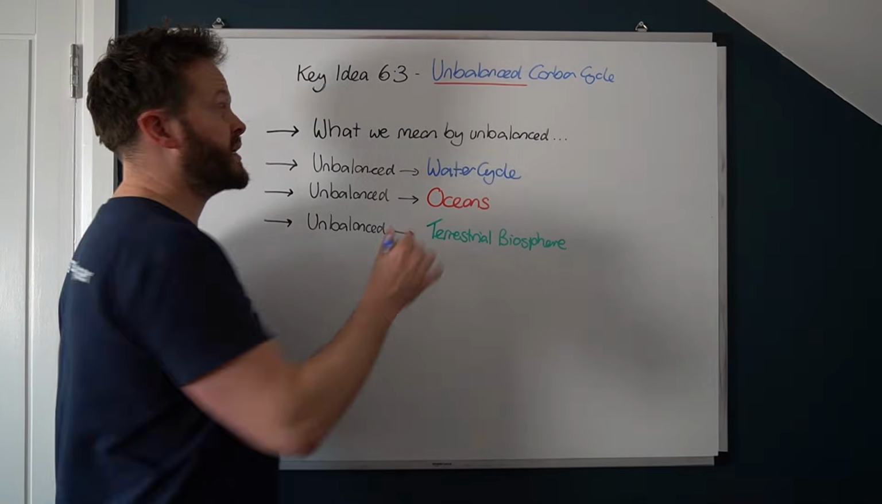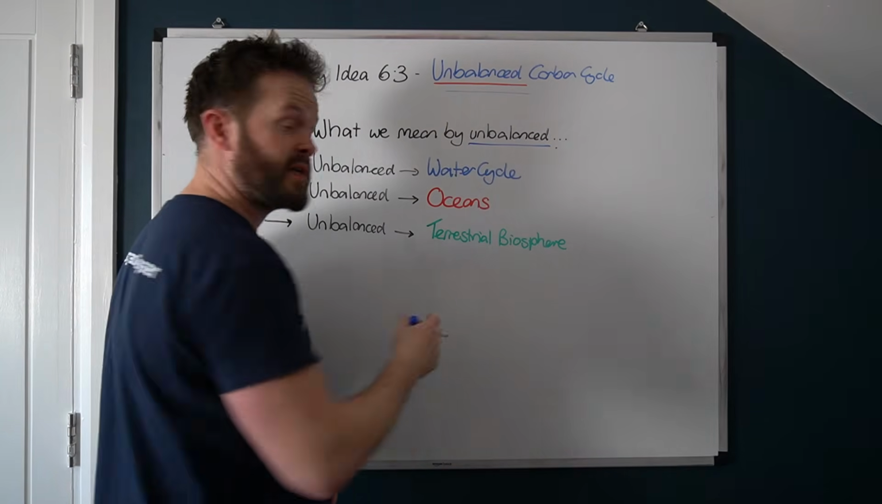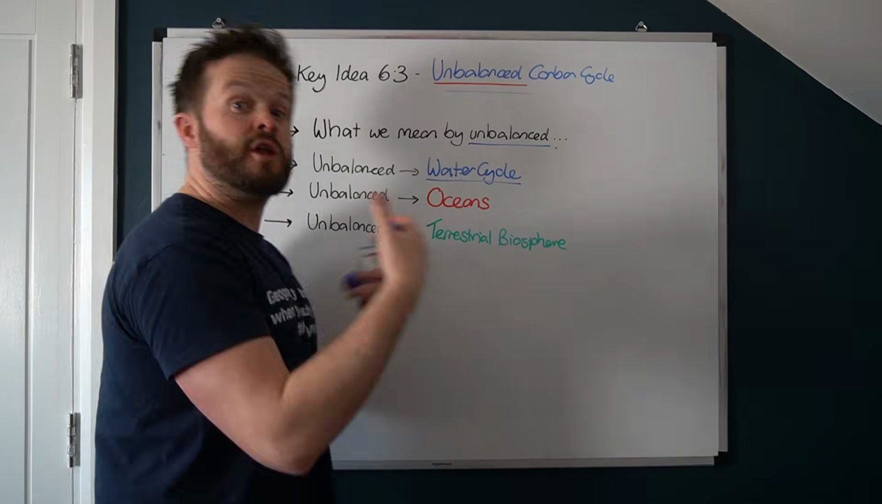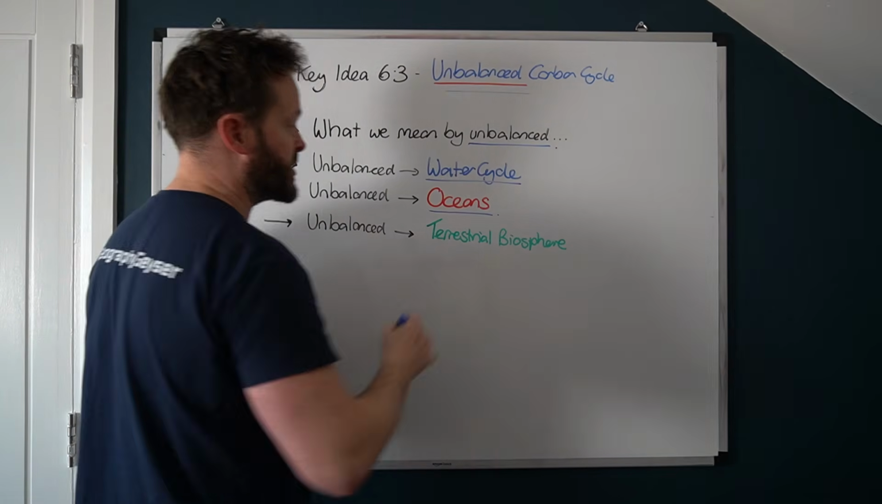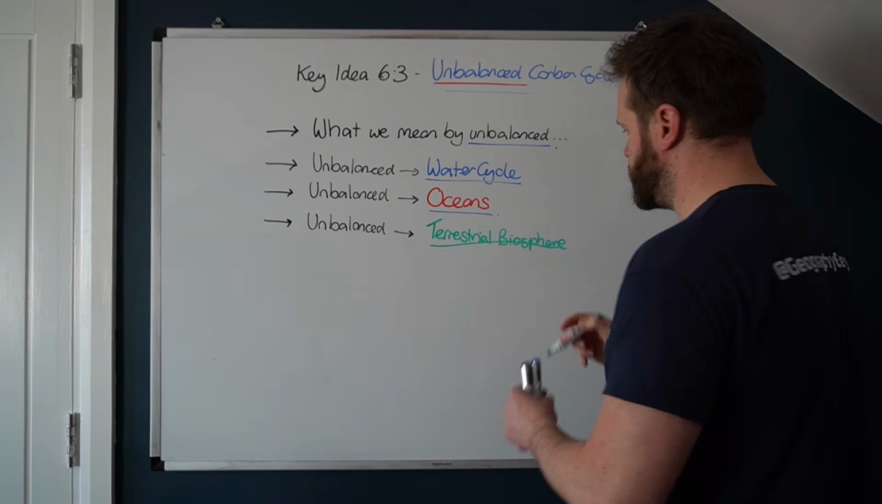So what we're going to be covering is the unbalanced carbon cycle. Firstly, we're going to cover what we mean by the carbon cycle being unbalanced. Then we're going to see what the impacts are on the water cycle. Following that, we're going to look at the unbalanced carbon cycle in the oceans, and then finally we're going to relate it to the terrestrial biosphere.